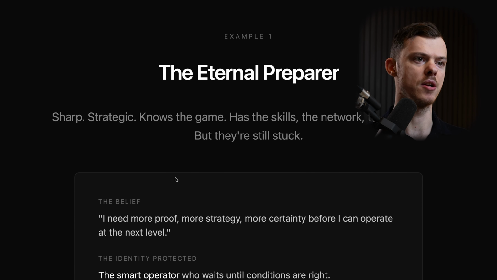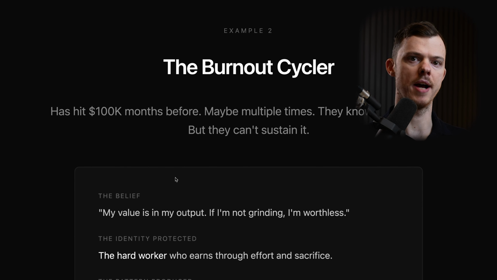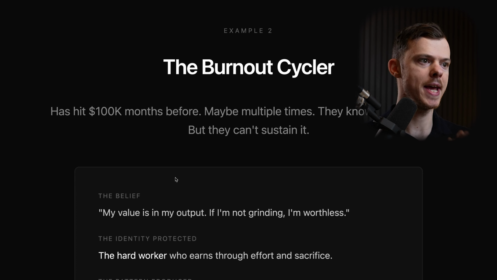The ceiling isn't their offer. The ceiling is the identity that says, I need more proof before I can break through and become the operator who does 100K a month, 150K a month, 250K a month, whatever that may be. So example 1 is the eternal preparer. Example 2, we have the burnout cycler. Here they have hit 100K months before or 50K months before, maybe multiple times. They know they can do it, but they can't sustain it.